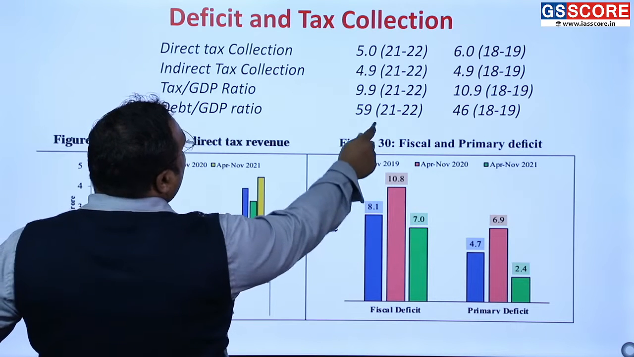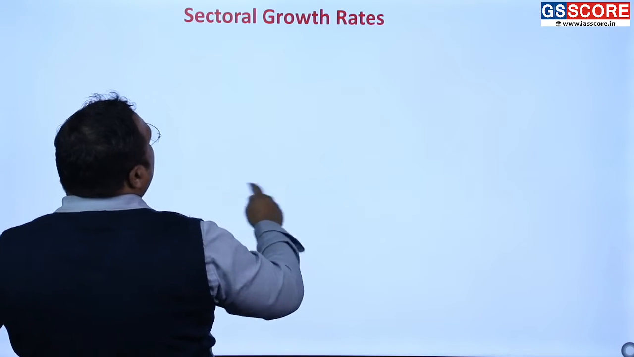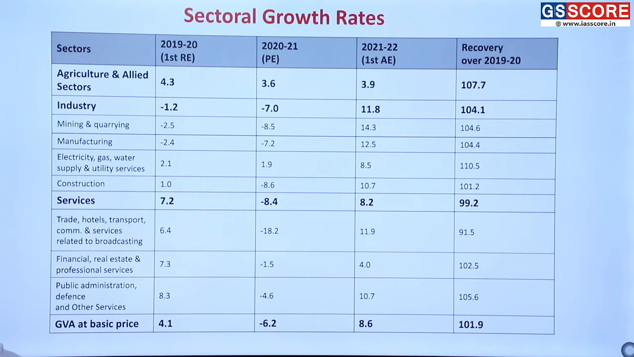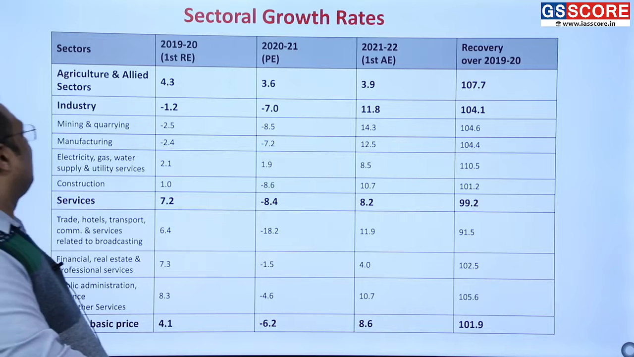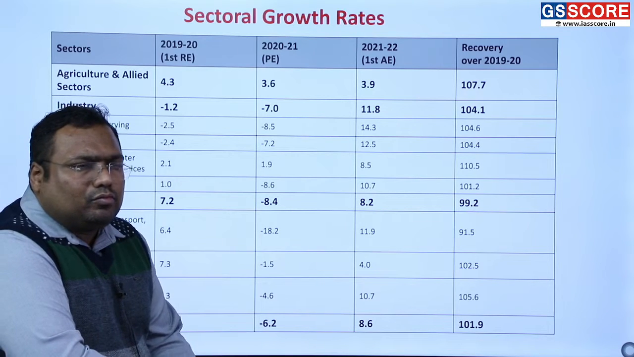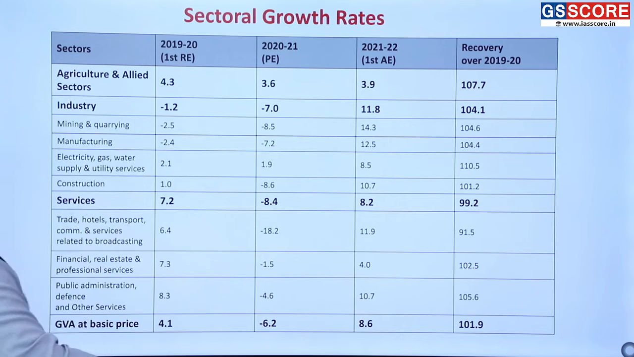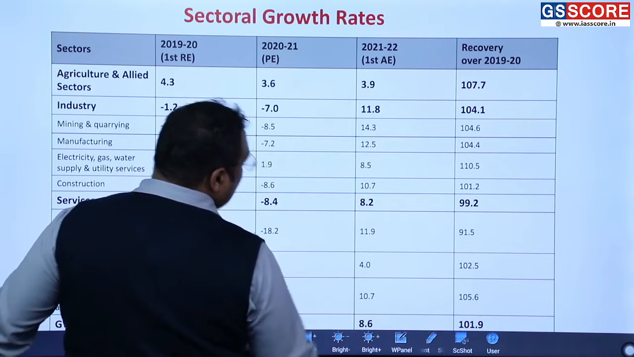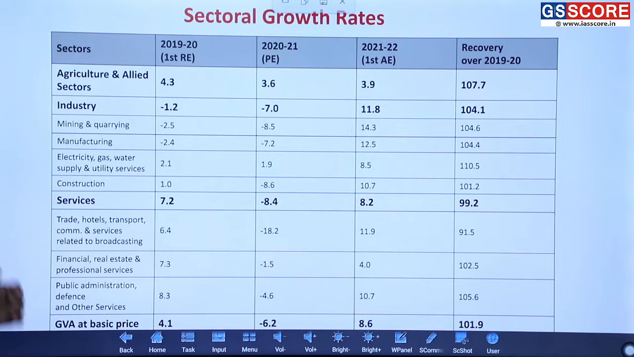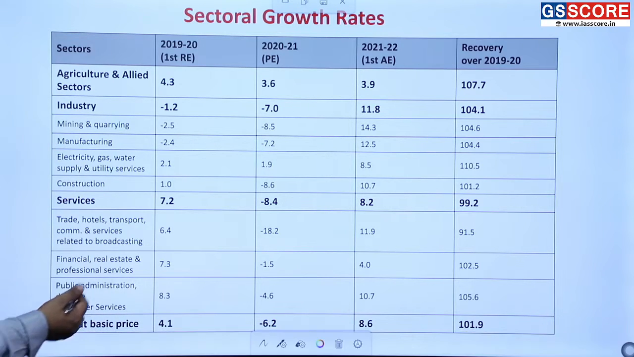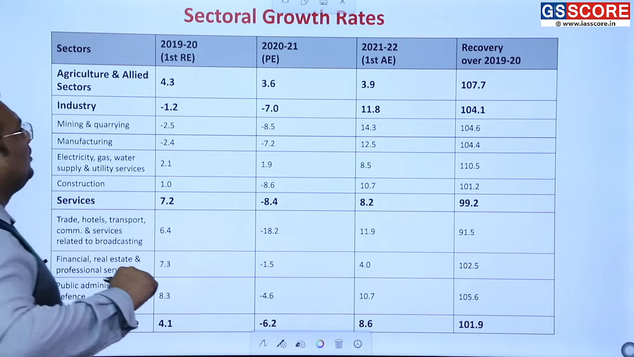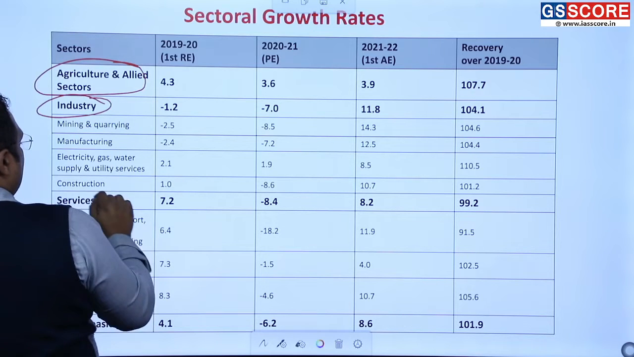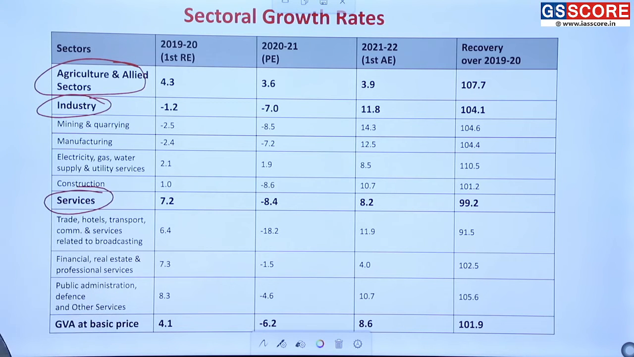Now let us look at the other parameters. Now let us talk about the growth. Here I do not have to discuss too much. These numbers are self-explanatory. The COVID situation affected the services sector worst. As a result, we see the worst number in services here. So this is our number for agriculture, then industry, and this is services.